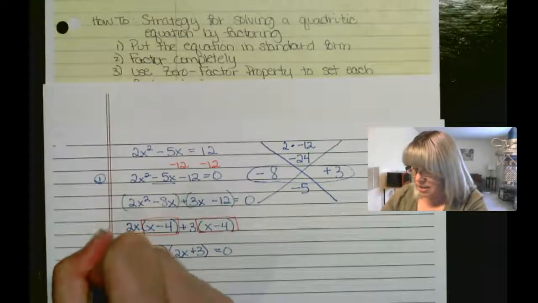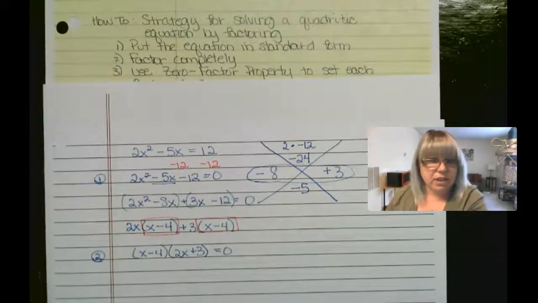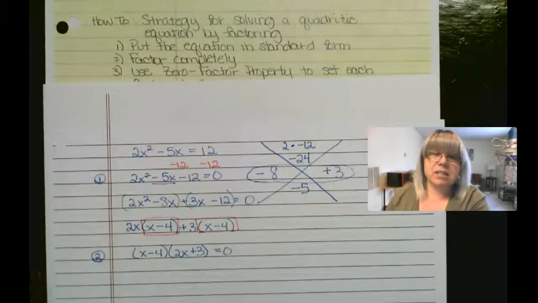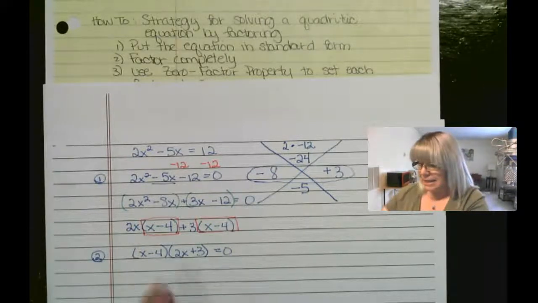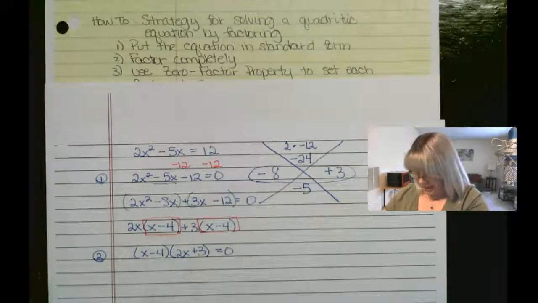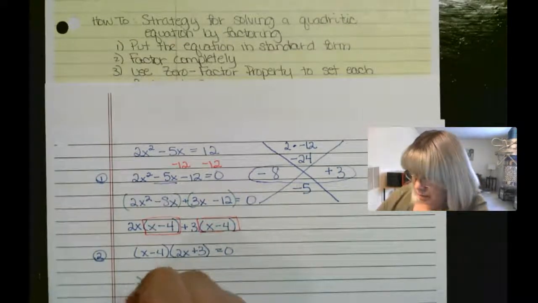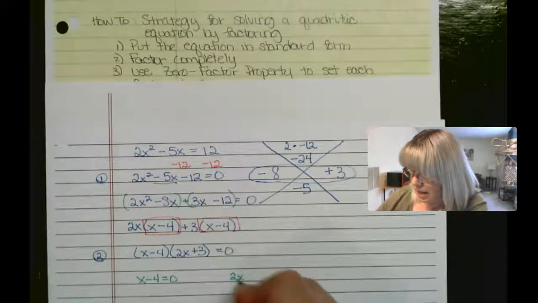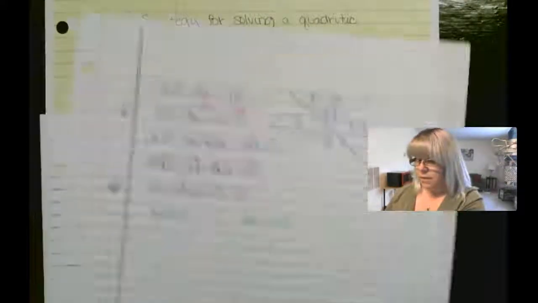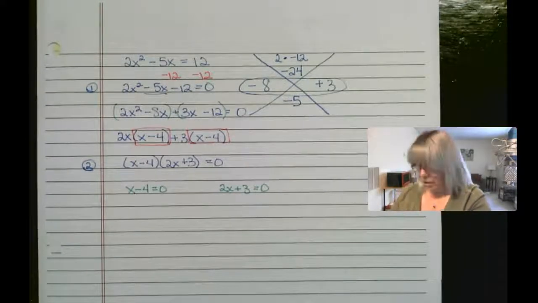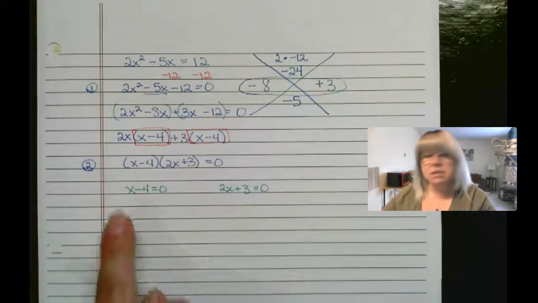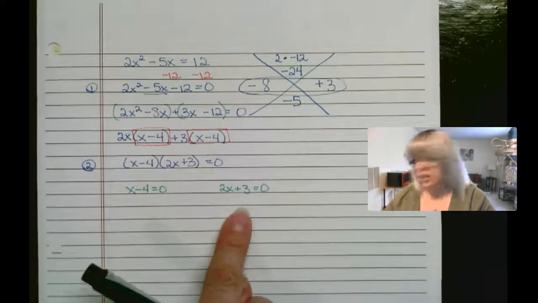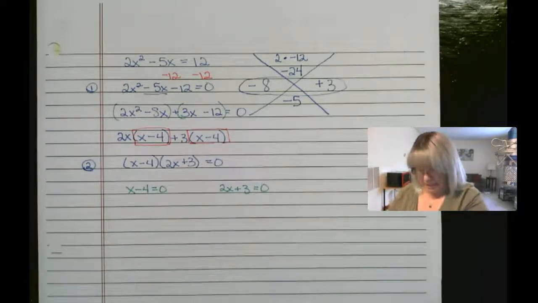So that's step number 2, completely factor it. Step number 3 is using the zero factor property and set each of the factors to 0. So x minus 4 equals 0, and 2x plus 3 equals 0. I'm going to scooch up so we have a little bit more room here. I'm going to solve each of these problems individually, like the other one just didn't exist.